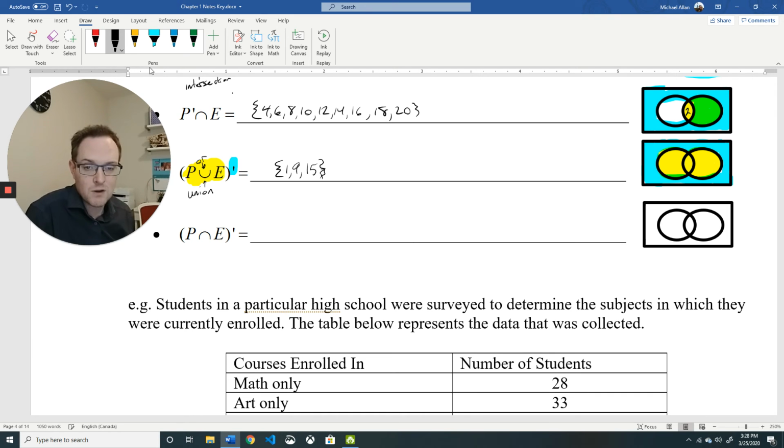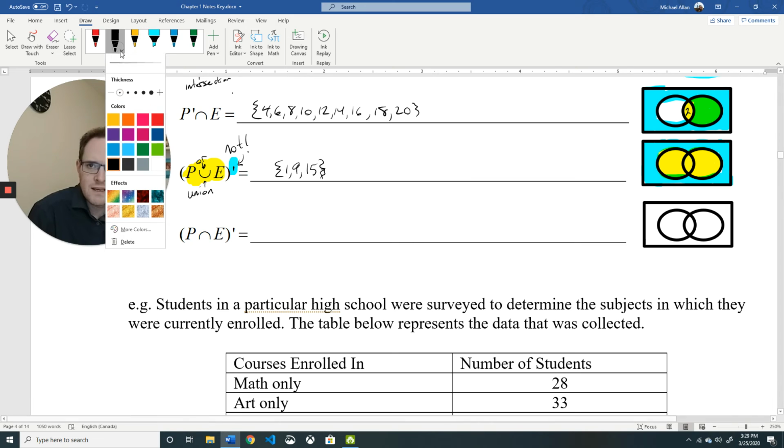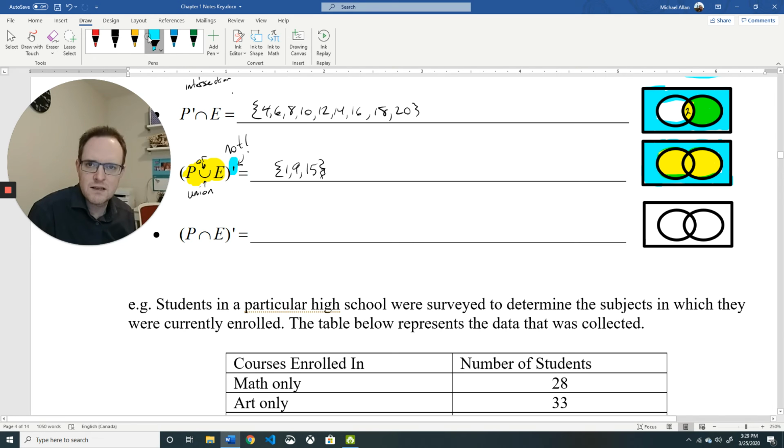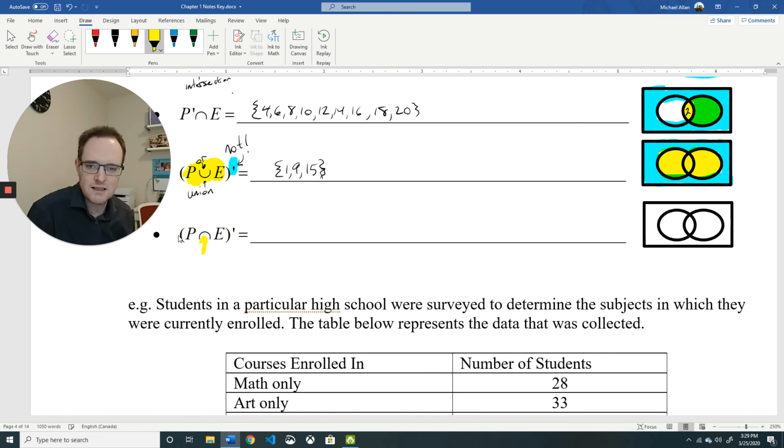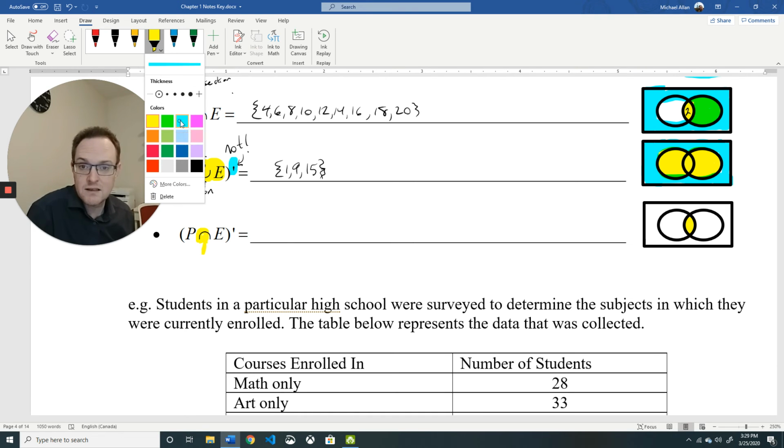So prime or even, that's those two yellow circles there. And what's not this? So that's what that stands for. Again, I got this not here. So this next one here, I already kind of know what the intersection looks like. So that's that intersection piece. I'm going to highlight that. So that's the intersection between prime and even. So it's that piece there. Then I just want to know what is not that.